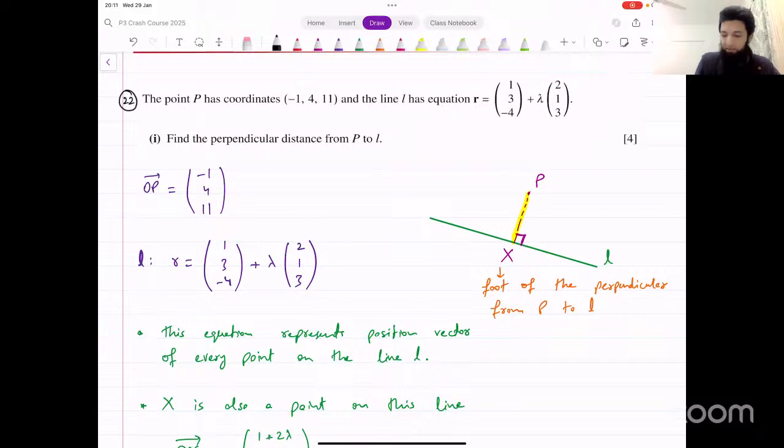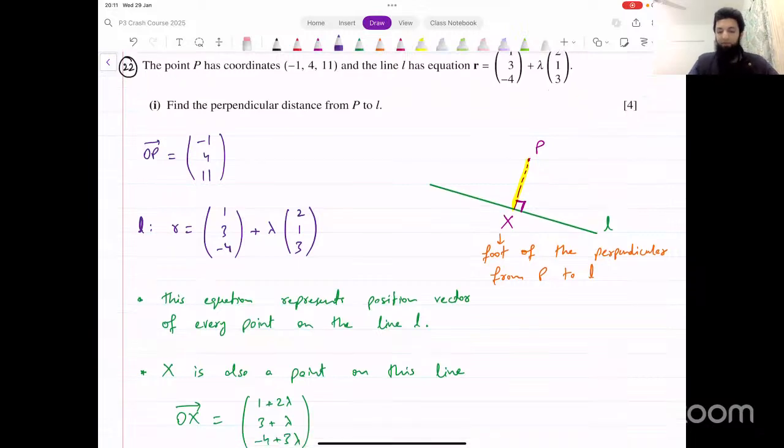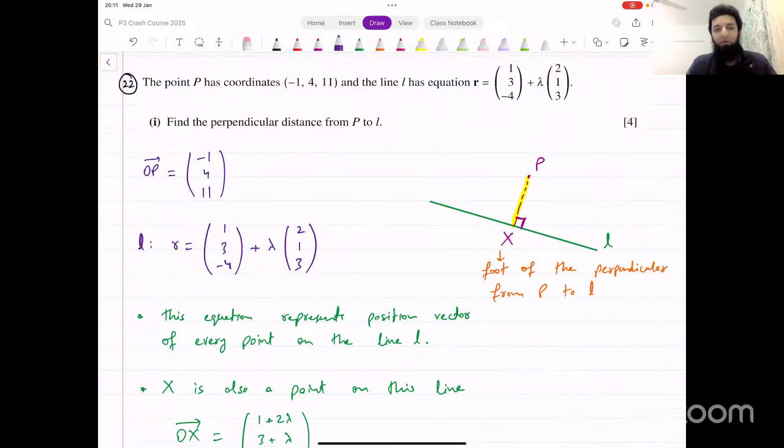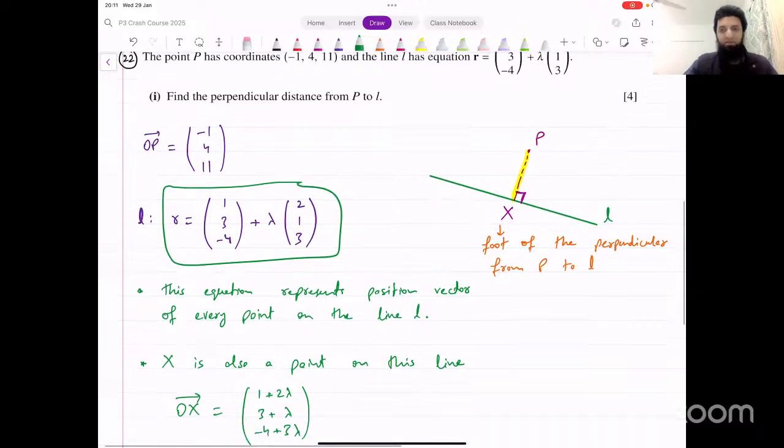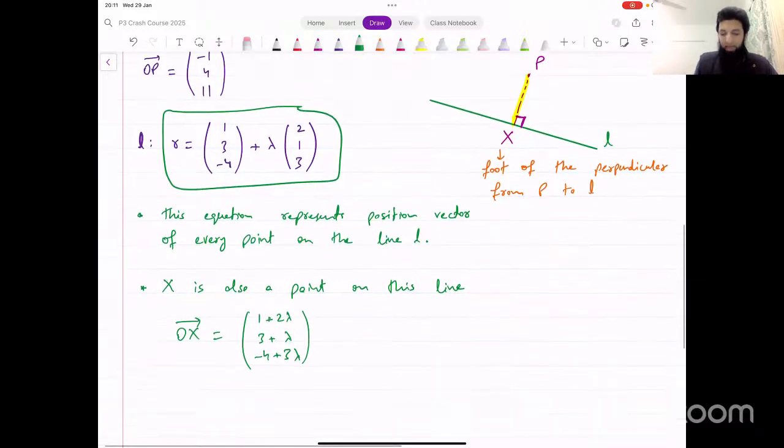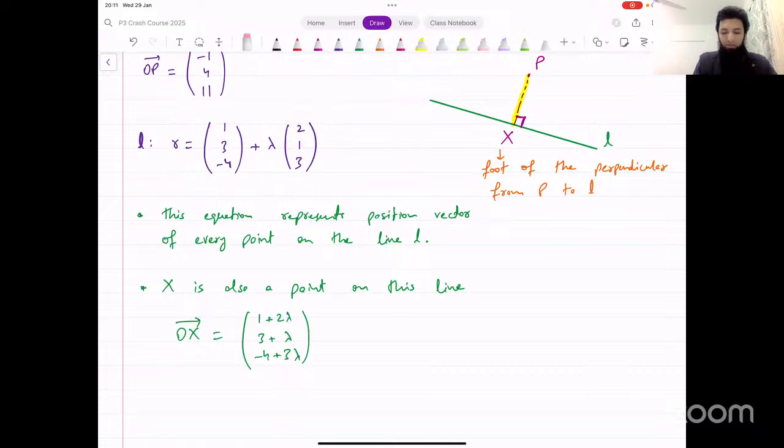The equation of the line is given already. So we have the point given and we have the equation of the line given. And we want to find the distance between the point and the line. Since this is the equation of the line, this represents every single point on the line. X is also a point on the line. So the position vector of X should also be of this form, right? So the position vector of X is coming from the equation of the line.